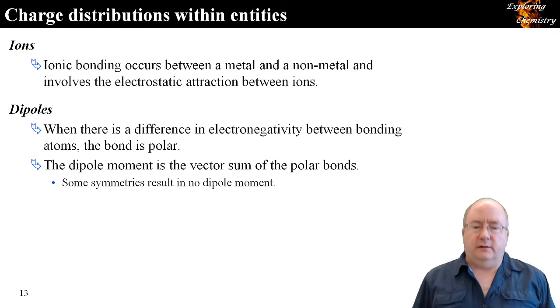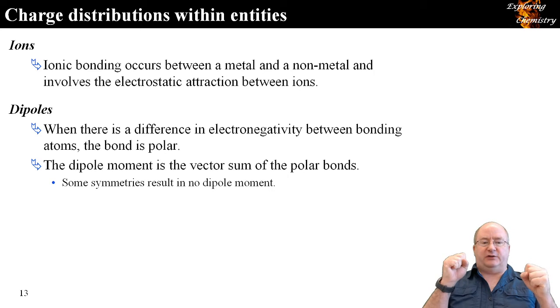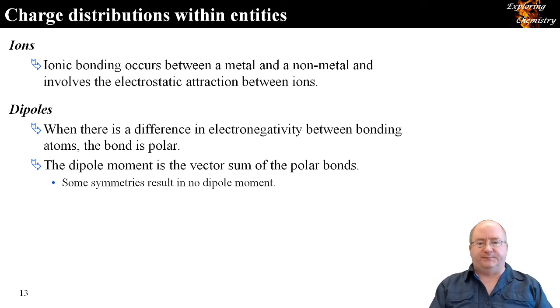What we are looking at now is dipoles. And when you have a difference in electronegativity between atoms, and you looked at electronegativity in Chem 100, when there's a difference in electronegativity between the atoms, you have a polar bond. And the thing we're interested in here is called the dipole moment. The dipole moment is the sum of those polar bonds.